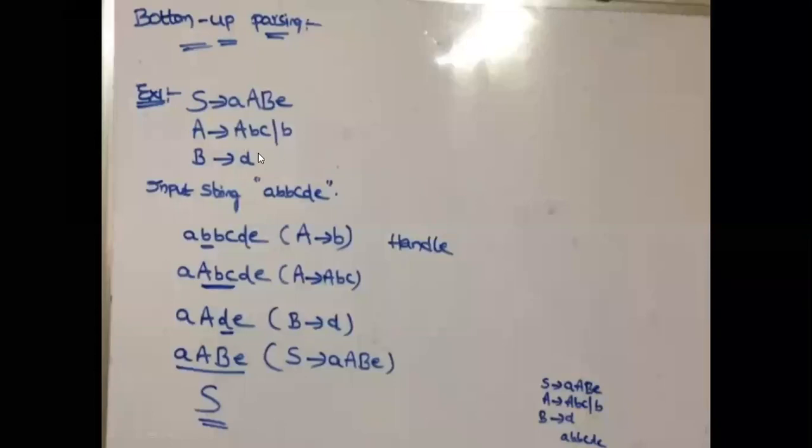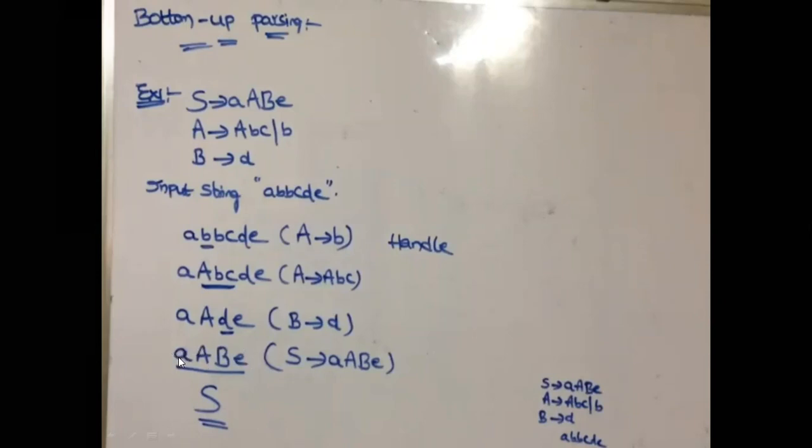We are having small a, no production in the right hand side. Then we are considering another substring, small a capital A. There is no production in the right hand side. We are having that type of substring. Next, A is production A, capital B. So, is there any production in the right hand side? No production in the right hand side. Then considering last, small a, capital B, small e is considered as a substring.